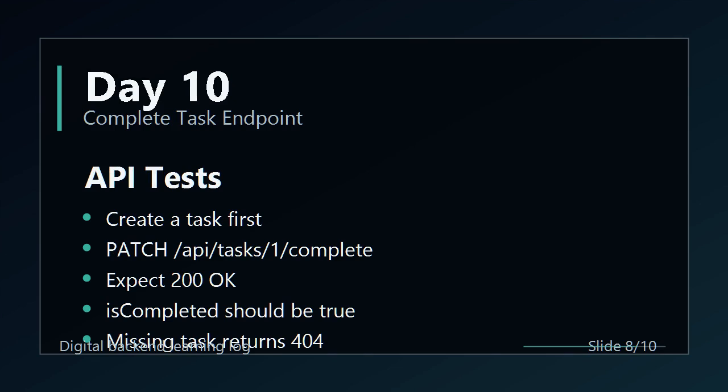For testing, create a task first. Then call patch API task/1/complete. The expected result is 200 OK, with is completed set to true. A missing task should return 404.